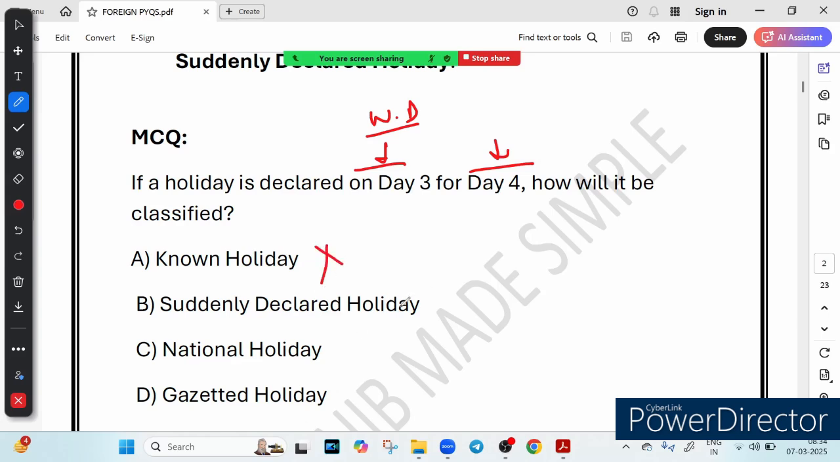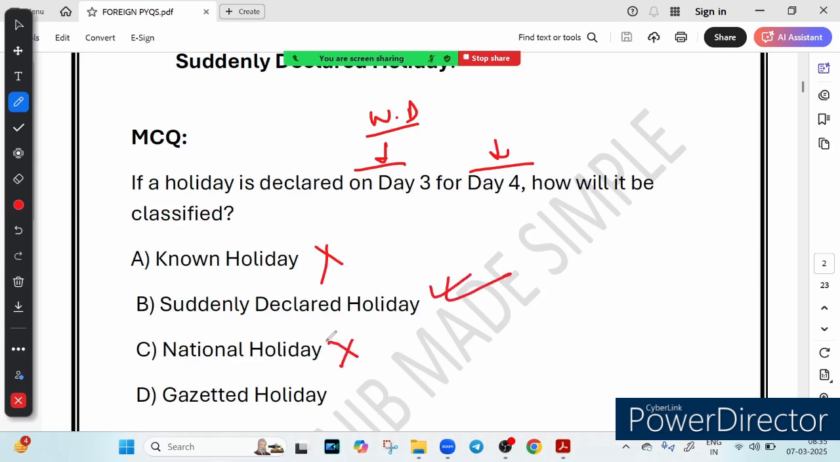What about option B, suddenly declared holiday? Yes. A holiday is considered suddenly declared if it is announced less than 3 working days before. Since there is only 1 working day between the declaration and the holiday, declared on day 3 for day 4, this fits perfectly. It was not declared with enough advance notice, so it is indeed a suddenly declared holiday. This is the correct answer.